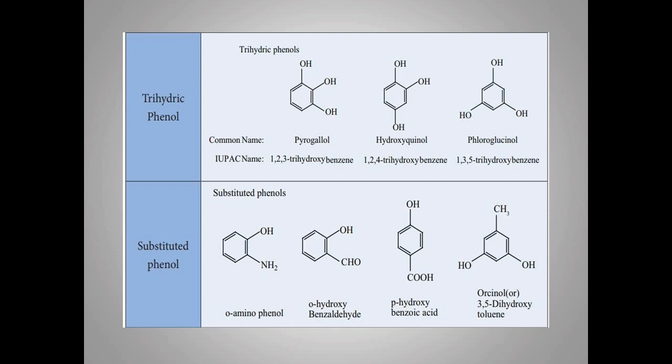The next one, the acid group is in the para position. If you see hydroxy and acid, we give the preference to the acid. So it is called parahydroxybenzoic acid, with hydroxy present in the para position. The next one, orcinol. If we put the numbers, we get 3,5 dihydroxytoluene. Toluene means benzene containing a methyl group is called toluene.